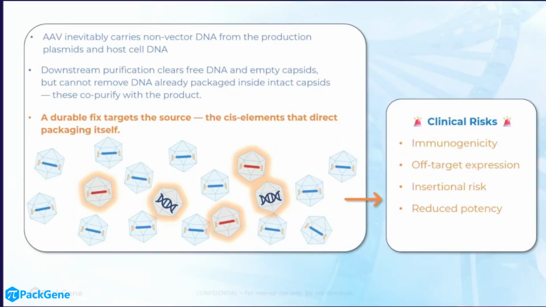Invariably, AAV preps carry non-vector DNA from the production plasmids, and this is problematic. Of course, as low as we can keep it, there's still always a risk of immunogenicity being higher in the prep, off-target expression, even insertional integration into patient DNA, and of course, reduced potency at any given titer. Obviously, the regulators want to keep this as low as possible, but is it low enough?